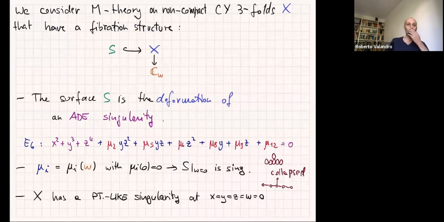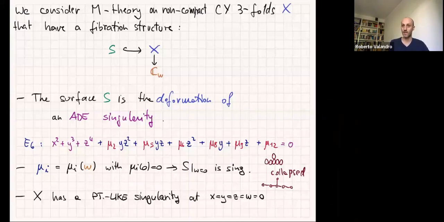So in particular, the threefolds that we are interested in are non-compact Calabi-Yau threefolds that have a fibration structure of this form. Basically they have a fiber that is a surface, and the base of the fibration is just a complex plane parameterized by a complex coordinate that we will call W for the rest of the talk. What is this surface? The surface is the deformation of an ADE singularity. Now, for those that don't know what an ADE singularity is, this is a point-like singularity in a surface, and it's called ADE because these singularities are in one-to-one correspondence with ADE Lie algebras.